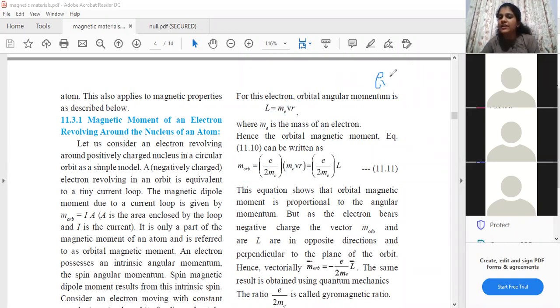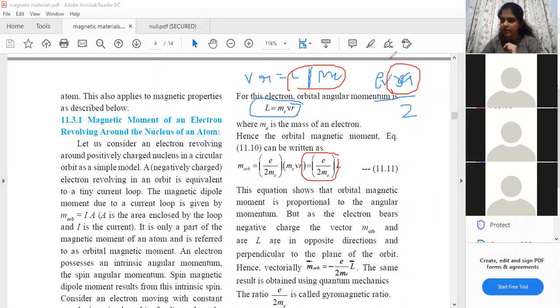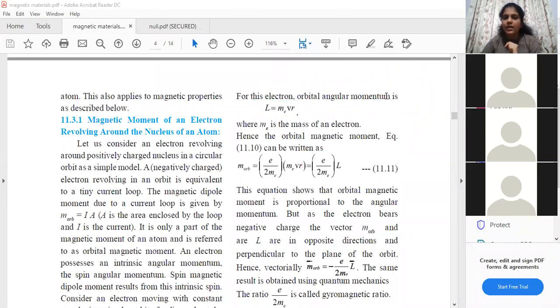Another thing that can be done, students: see, the magnetic dipole formula is e v r by 2. This is r, all right, please don't get confused. So here we can modify this formula. We can keep v r on one side and take m_e on the other side, so it will become L upon m_e. Yes or no? Now, instead of this v r over here, we can substitute L upon m_e. We will get the same thing. Okay, fine.